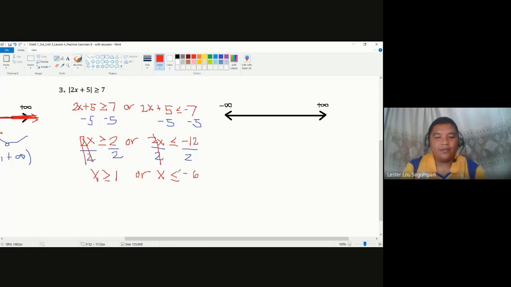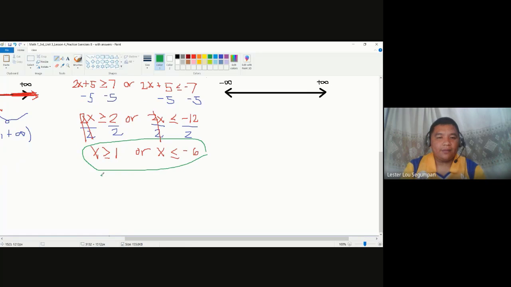And then you have less than negative 6, or you have negative 7. Let's try negative 7. 2 times negative 7 is negative 14. Plus 5 is negative 9. Absolute value of negative 9 becomes positive 9, which is greater than 7. This means that these two are now acceptable. And then come up with the solution set x such that x is greater than or equal to 1. The OR becomes union. You have x such that x is less than or equal to negative 6.